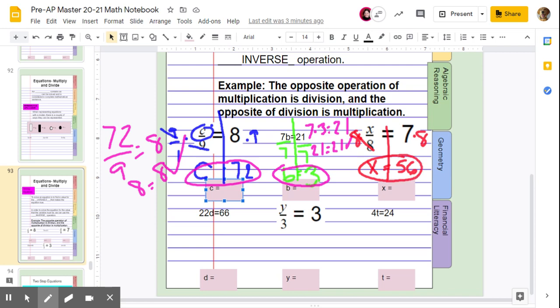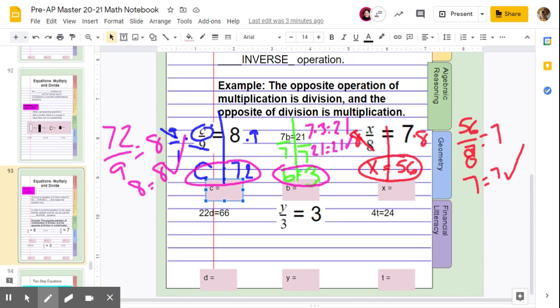So we're going to check it. Is 56 divided by 8 equal to 7? Well, 56 divided by 8 is 7, and 7 is equal to 7. So that one checks out. Again, always check your answer, because if you make a mistake, checking it is when you're going to find that mistake.